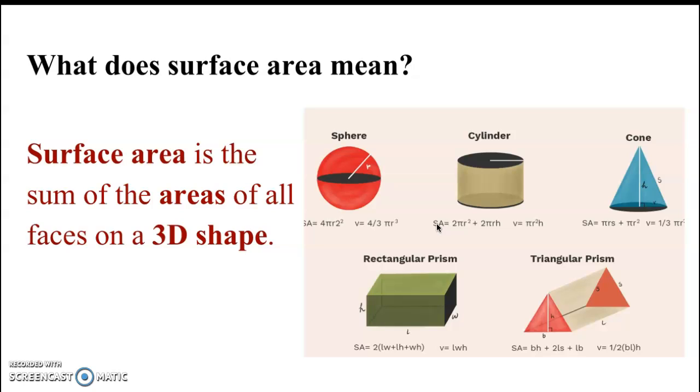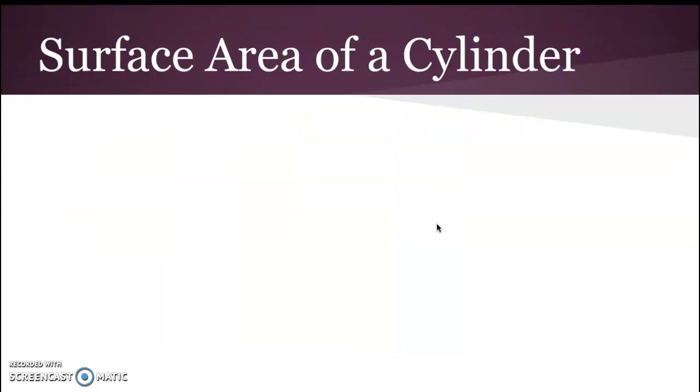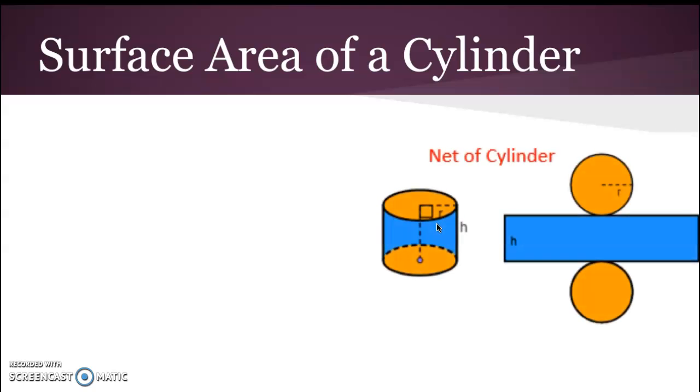Now here's a simple picture with some surface area formulas at the bottom and the volume. Feel free to copy this as a reference into your notebook. We're going to focus on three of these today. The first one we're going to talk about is the surface area of a cylinder. When we think of a cylinder, if I was to break it up, this is what it will look like. This is the shape you all know.